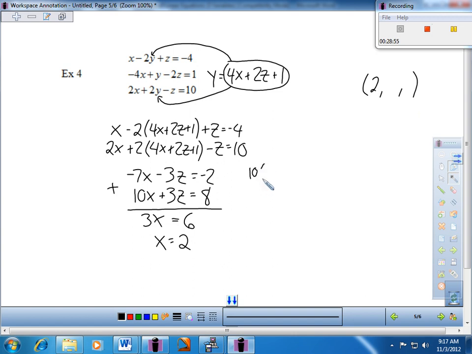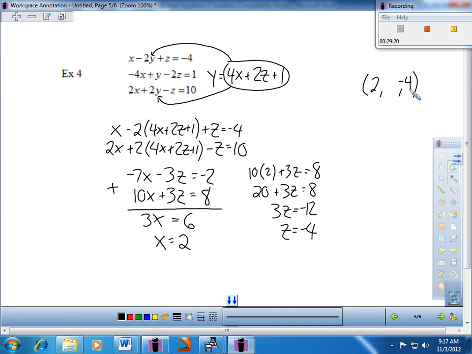So 10 times the 2 plus 3z, and that equals 8. So if I solve this, 20 plus 3z equals 8. As you can see, guys, just one step at a time. 8 minus 20 should give me that, and z equals negative 4. Okay, so 2 taken care of, and now just the last one, that middle one.